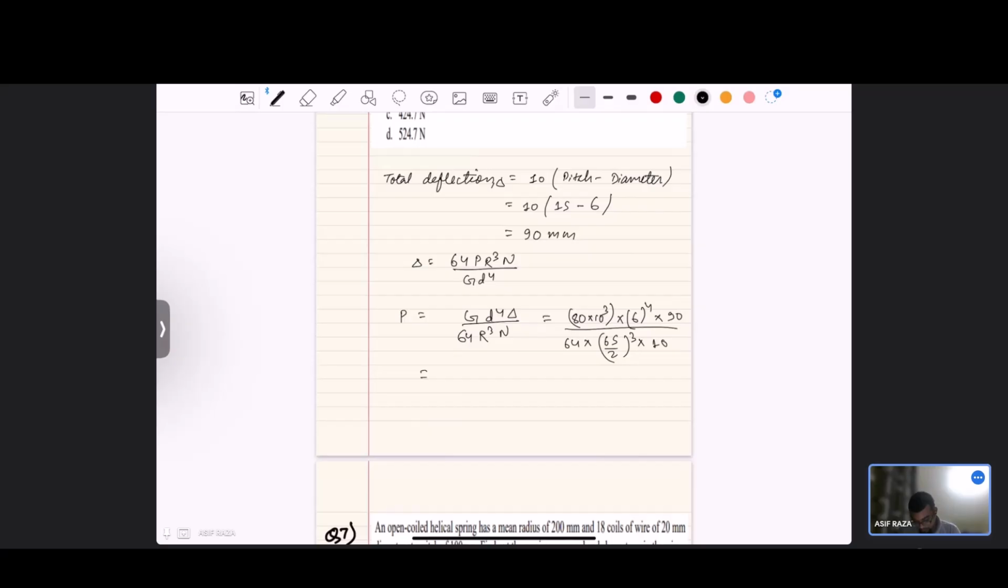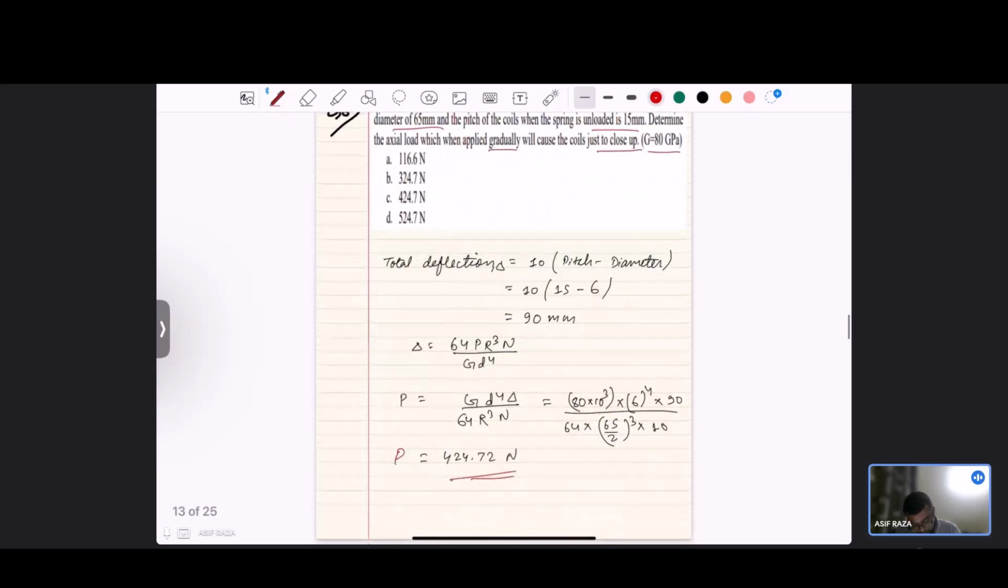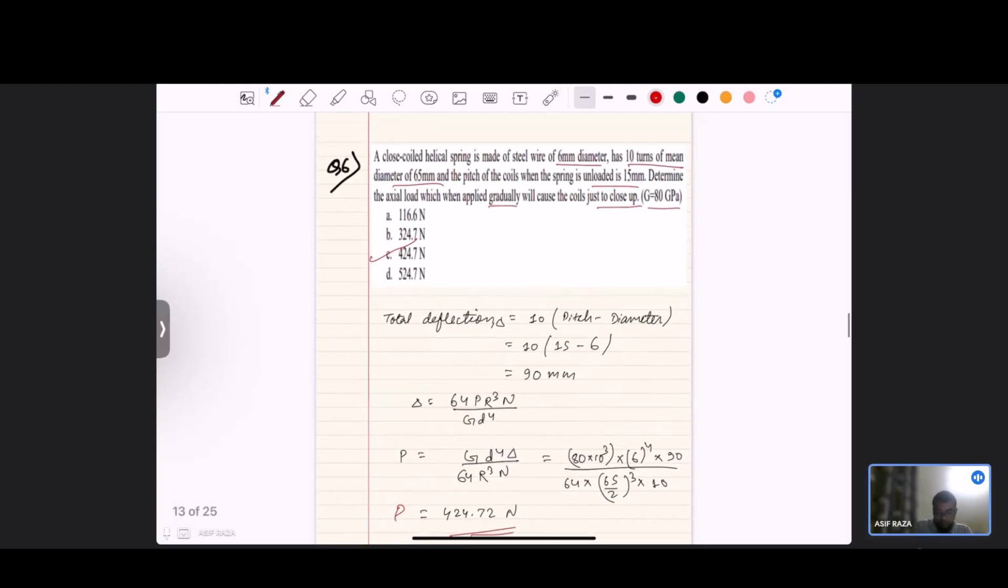55. This comes around 424.72 Newton. The answer would be option C, 424.7 Newton.